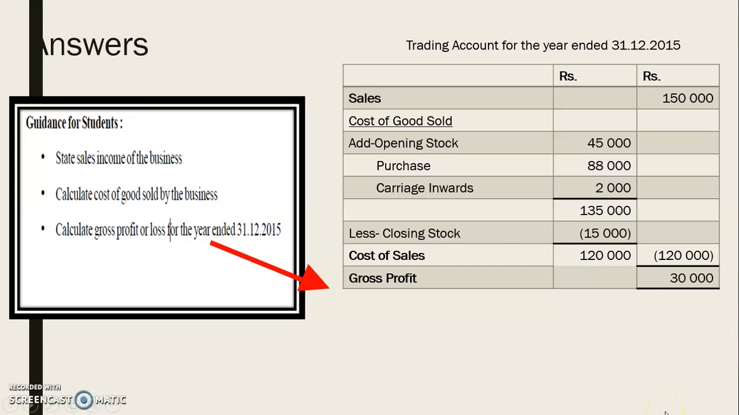Next you have the gross profit. Gross profit is sales revenue minus cost of sales. So sales revenue is 150 and you figured the cost of sales, that is 120. So from 150, when you deduct 120, you will get 30,000.